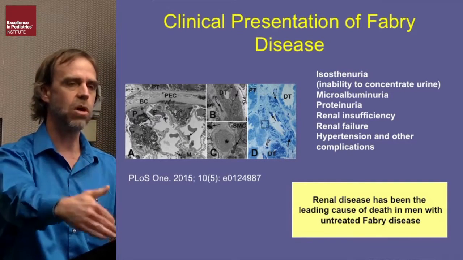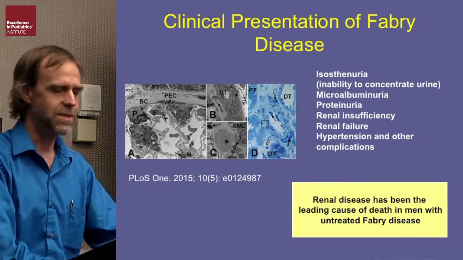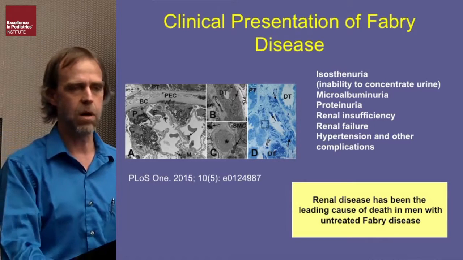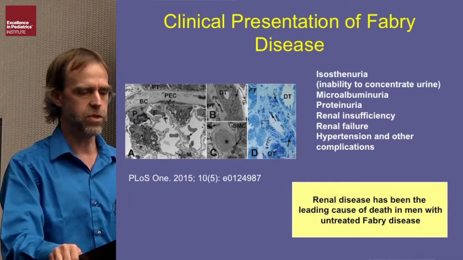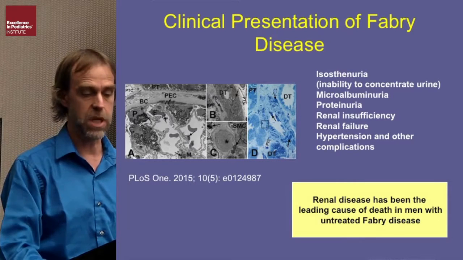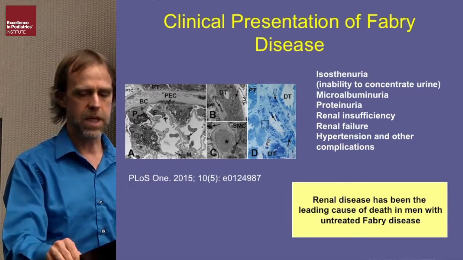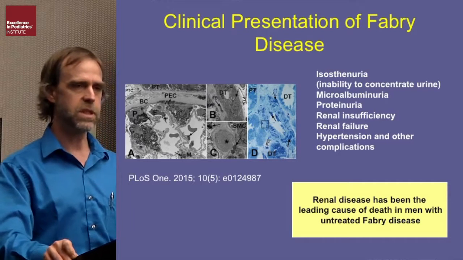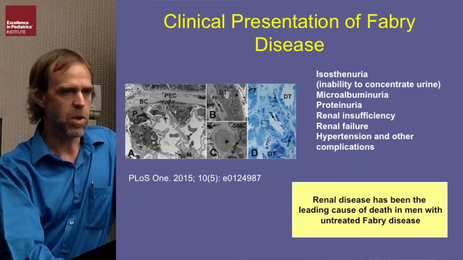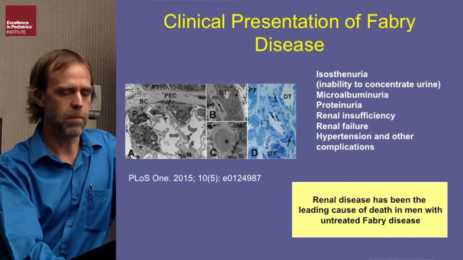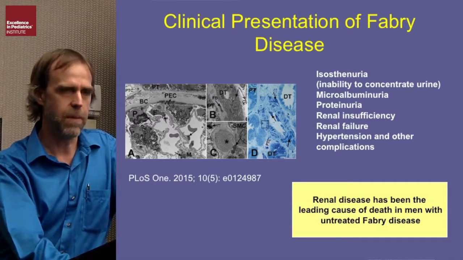However, the reason I started with kidney disease for clinical presentation is that renal disease has been the leading cause of death in males with Fabry disease. If there's no treatment available, kidney failure typically, however, does not occur until they're in their 30s to 50s. But you will see albuminuria and proteinuria starting in adolescence.